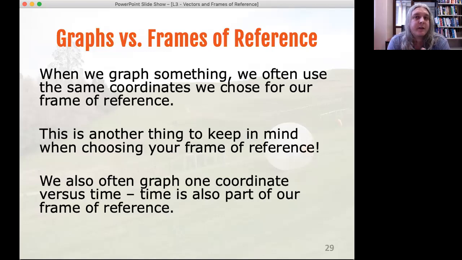Sometimes though we'll have two dimensions, x and y, and you might either use the x and the y and graph them against each other, or what's very common as well is to do two graphs, one of the y position versus time and one of the x position versus time. But usually what happens is that those coordinates that you choose for your frame of reference are the same ones that you're going to end up graphing.